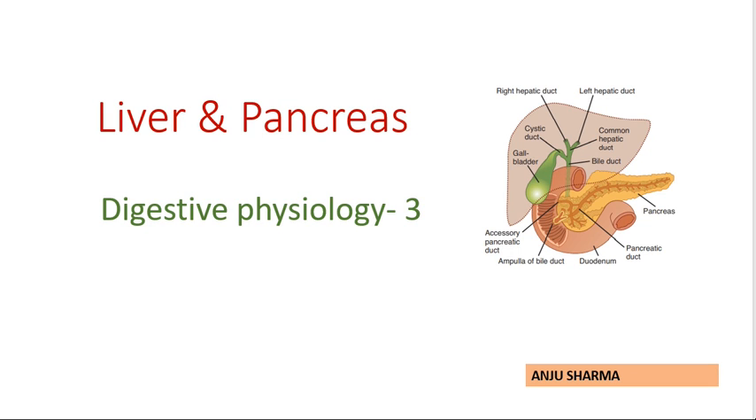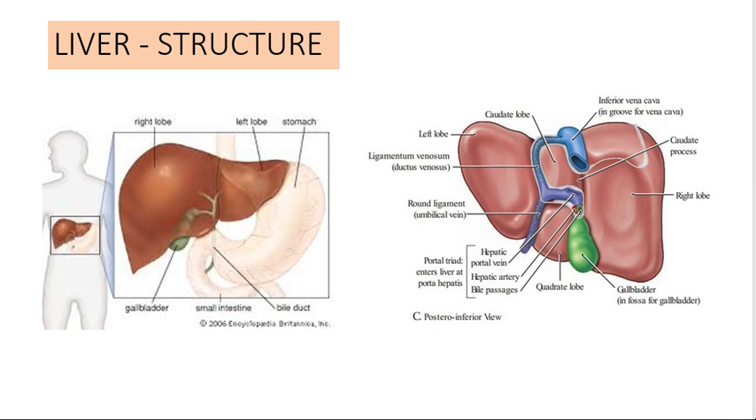Hello everyone. So this is the third lecture of digestive physiology, in which we will see what the role of liver is in digestion and absorption. To know this, first of all, let's see the structural aspects of the liver. So liver is the largest gland of our body, which is situated in the right upper quadrant just below the diaphragm.